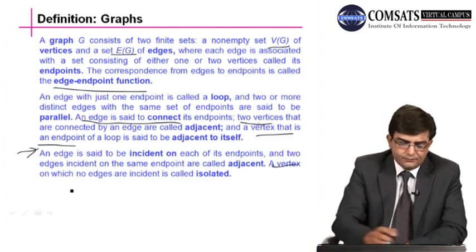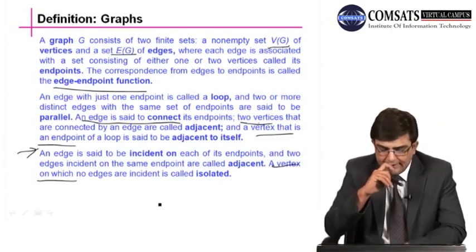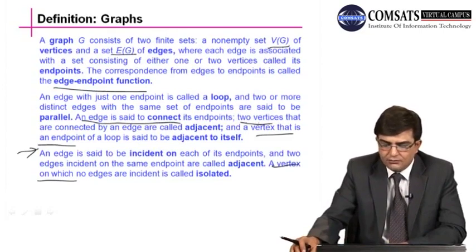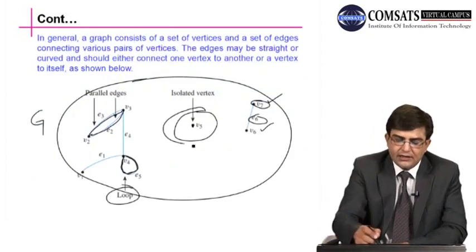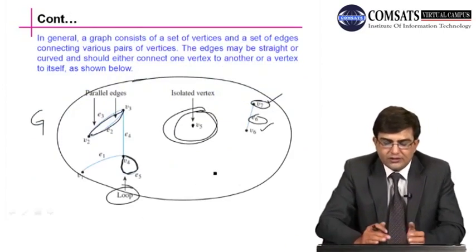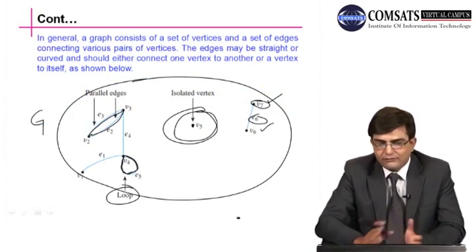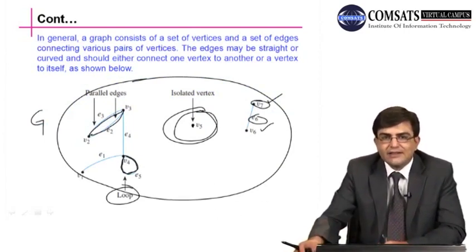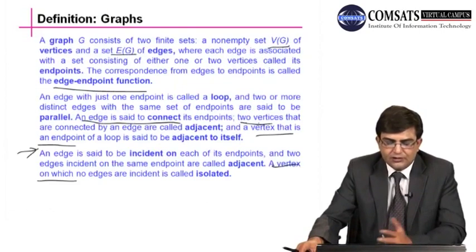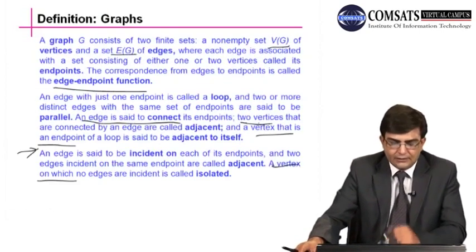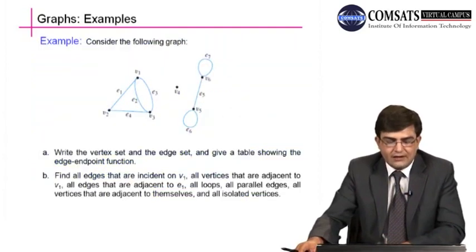A vertex on which no edge is incident is called isolated. Here you can see in this example there is no edge which is incident on V5, therefore V5 is called an isolated vertex. So this is basically some notation and terminology which we use in graphs.